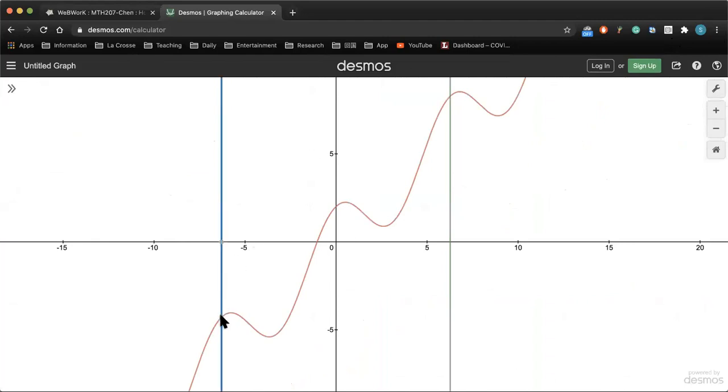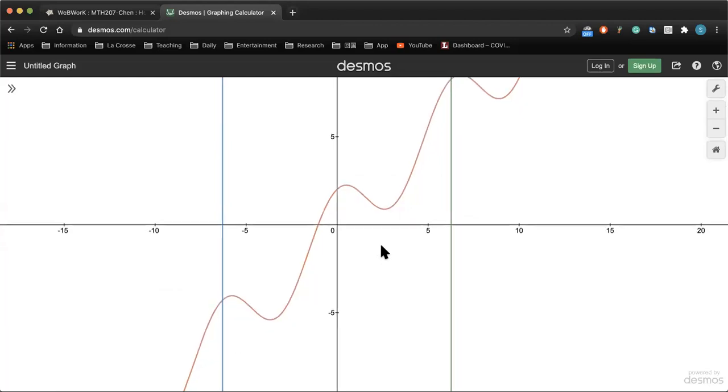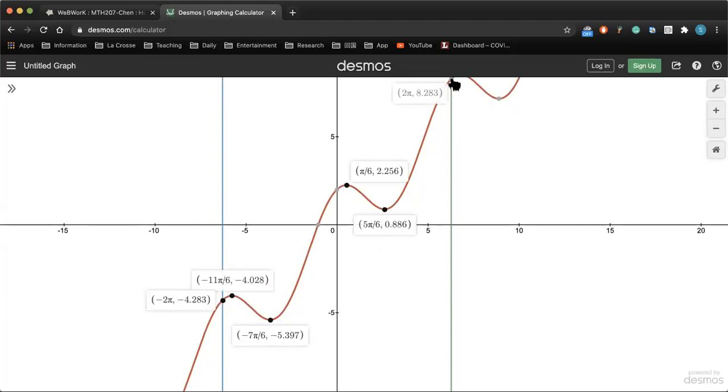Now what do we do? We find the ending points here and here. That's -2 pi and +2 pi. We find all the critical points. That happens at 5 pi over 6, pi over 6, -7 pi over 6, and -11 pi over 6. That will be our local minimum and the local maximum. If that is okay, we have a total of 6 points.